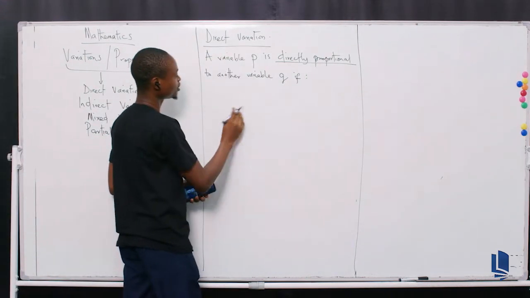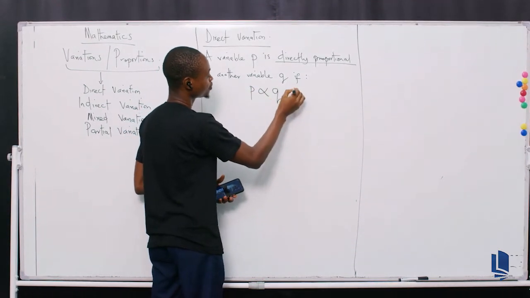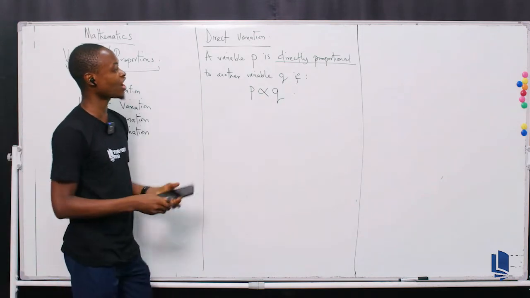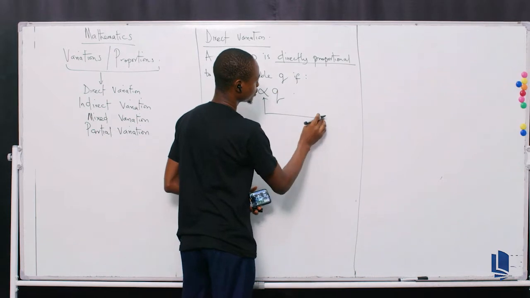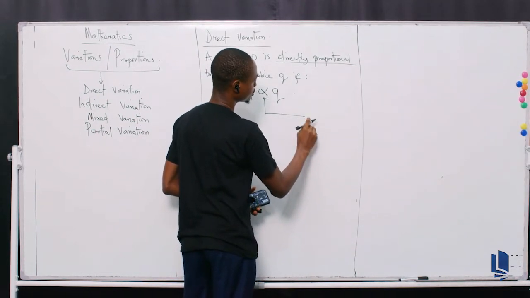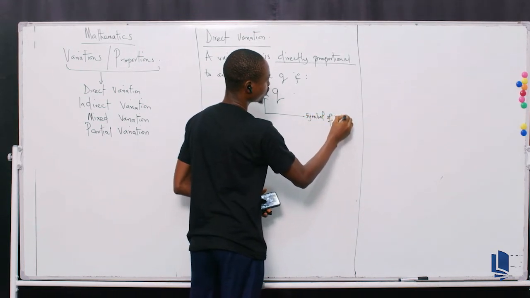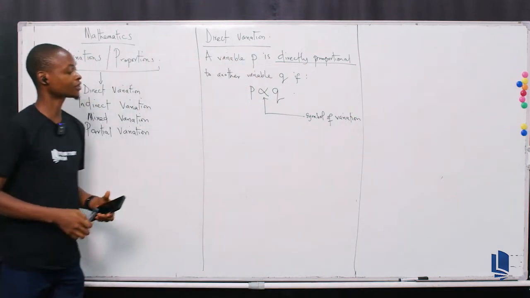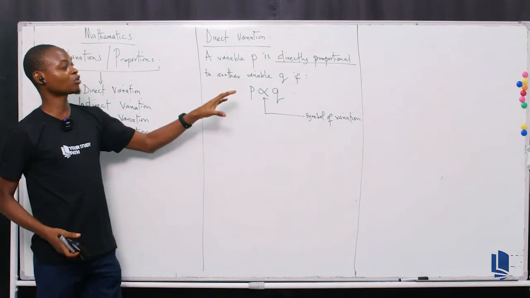Now, mathematically, you are saying P is directly proportional to Q. This is the mathematical notation, where the alpha is what we refer to as the symbol of variation, right? P alpha Q, which means P is directly proportional to Q.